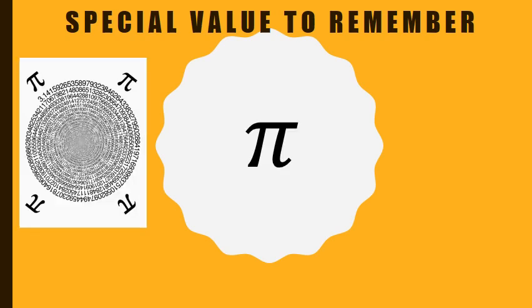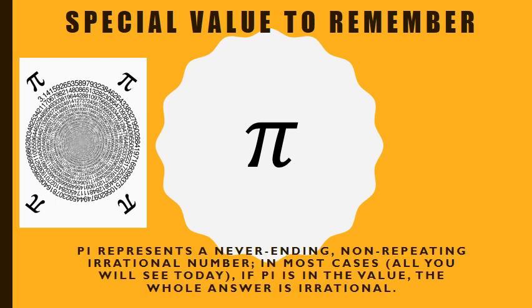Now, another value to remember when we're talking about rational versus irrational is our friend pi. Now, some of you may be thinking pi is 3.14, but that's just because when we're doing math, 3.14 gets us close enough to our answer. The true value of pi is 3.1415926535897. It continues on forever and ever and ever. It's an irrational number. Pi represents a never-ending and non-repeating irrational number.